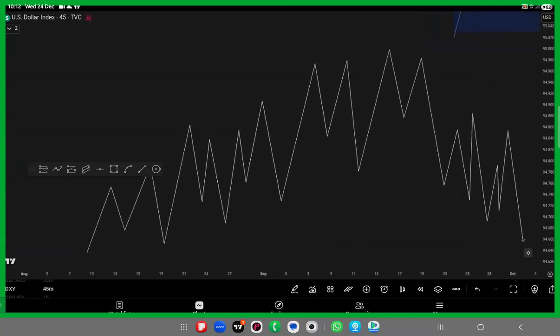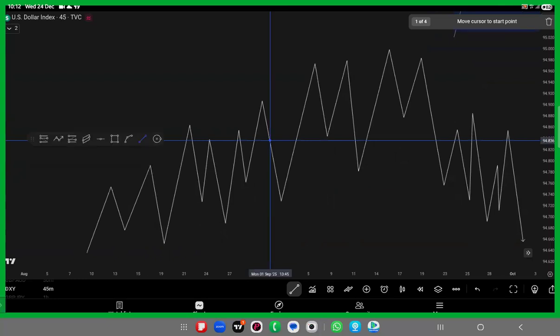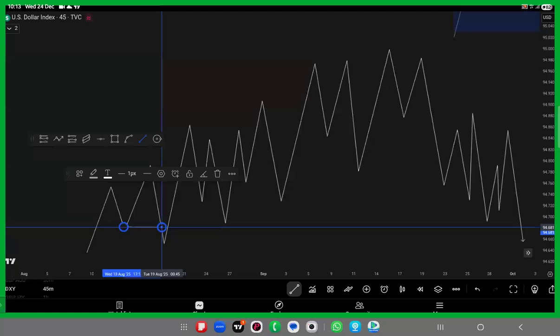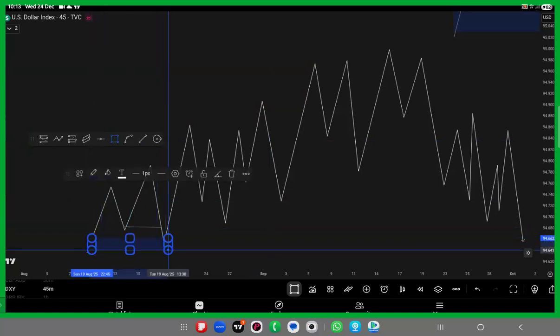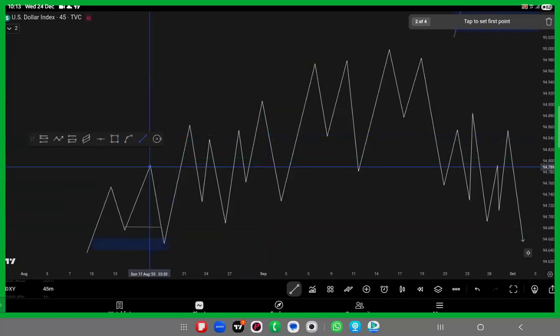So what happened in this first one? This was the sell side liquidity that market took out and did what? And tapped into an internal liquidity over here before taking out the other external liquidity.